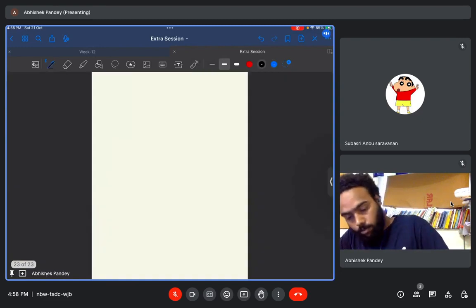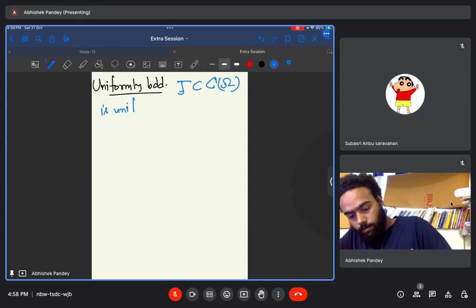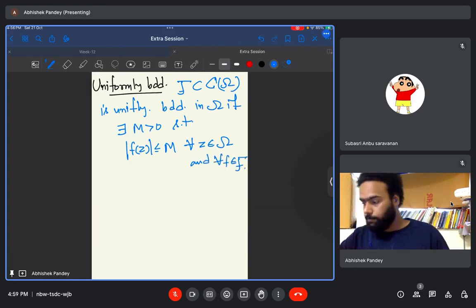Next thing is uniformly bounded. A family F in C(Ω) is uniformly bounded in Ω if there exists M positive such that |f(z)| is less than or equal to M for every z belonging to Ω and for every f belonging to F.